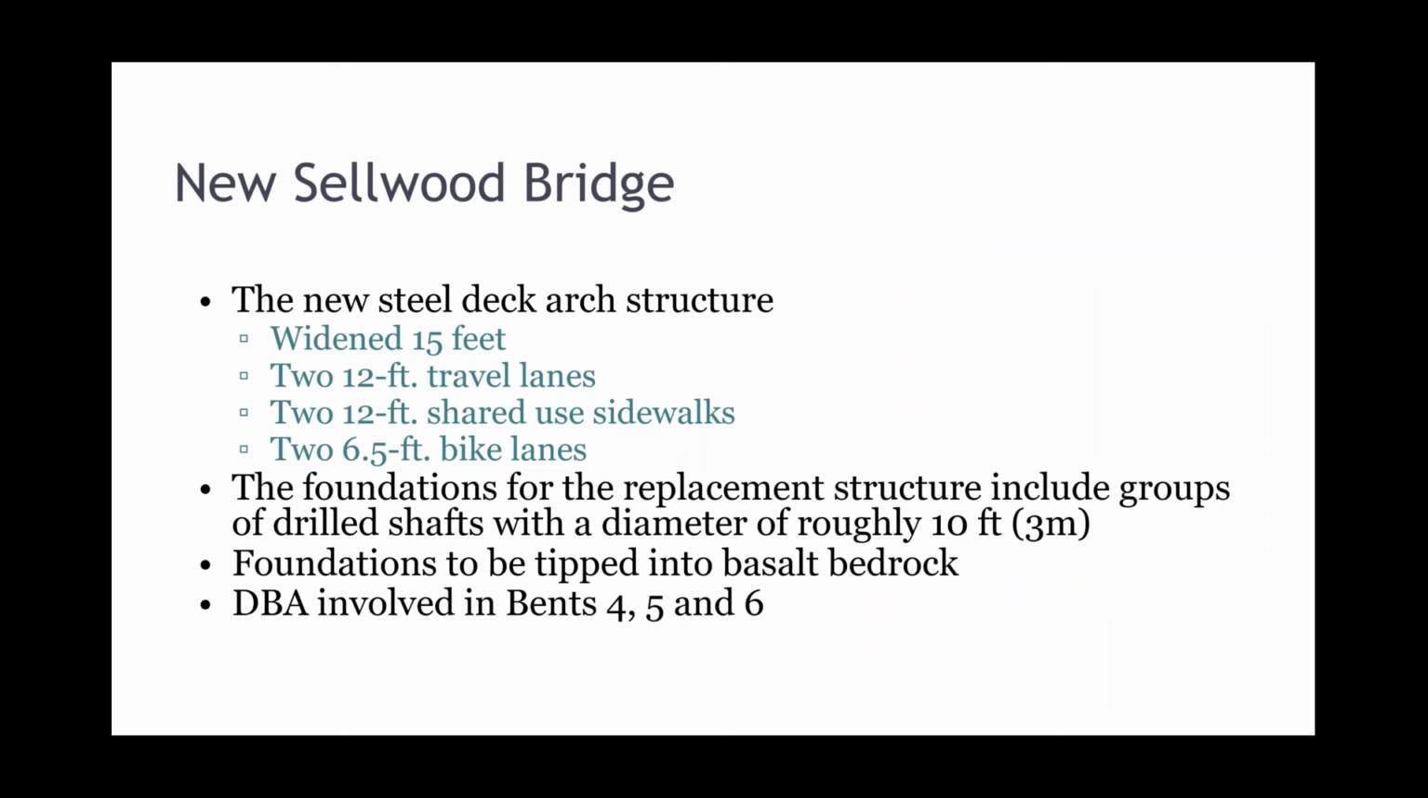Some facts about the new project: it's going to be a steel deck arch structure. It's going to be widened 15 feet relative to the existing structure. That includes two 12-foot travel lanes, two 12-foot shared use sidewalks. And like I said, it's in Portland, so there will be bike lanes, which as a bike rider, I love. The foundations for the new bridge are roughly 10-foot diameter. They're 3 meter diameter shafts. Again, going back to the use of an oscillator and typical metric units. Original design had the foundations tipped in basalt bedrock, and our involvement came after award.